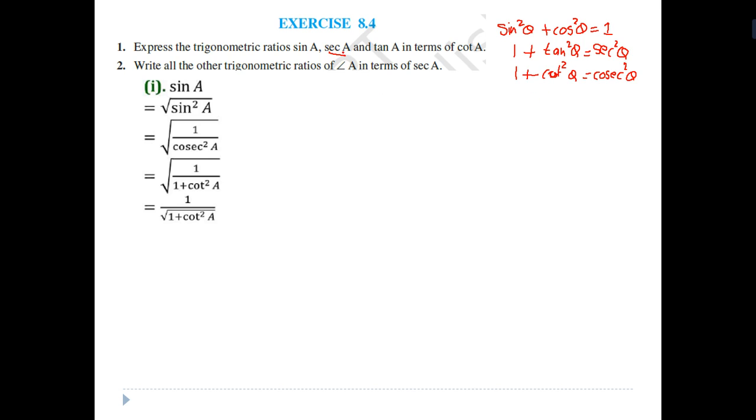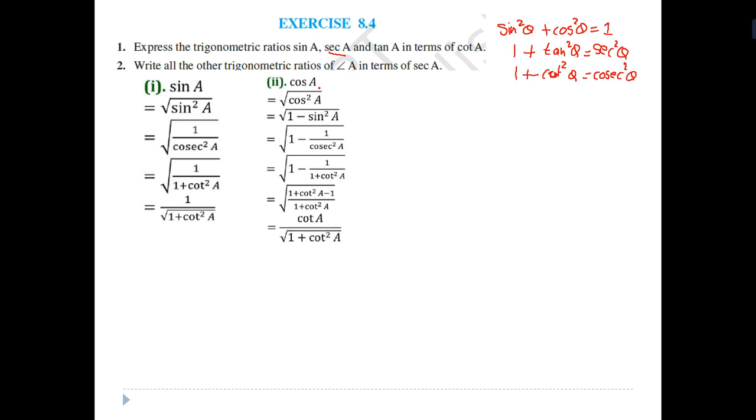Now let me see sec. Cos A is under root cos square A. Instead of cos square A we can write 1 minus sin square A. We know that sin theta is equal to 1 upon cosec theta. So under root 1 minus sin square A is under root 1 minus 1 upon cosec square A. Instead of sin I have to write cosec. Now cosec square we already have the identity: 1 plus cot square. So 1 minus 1 upon 1 plus cot square.